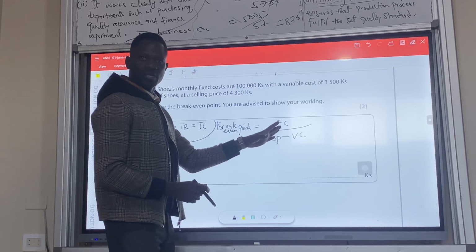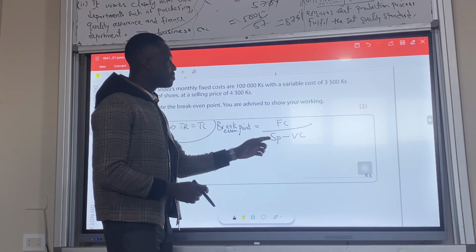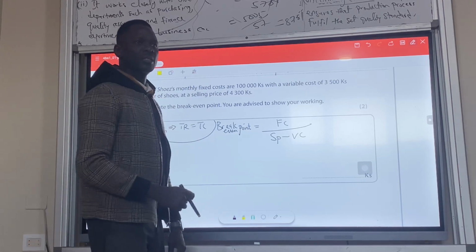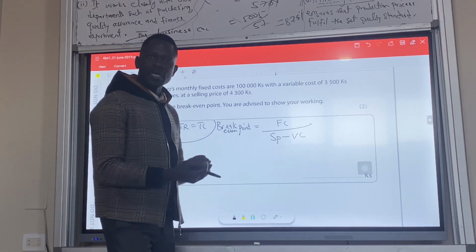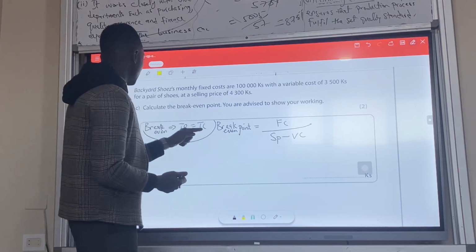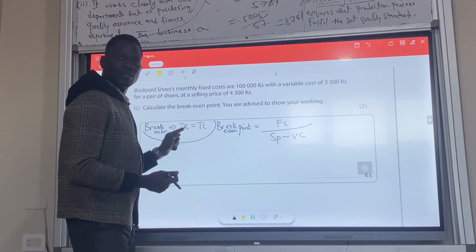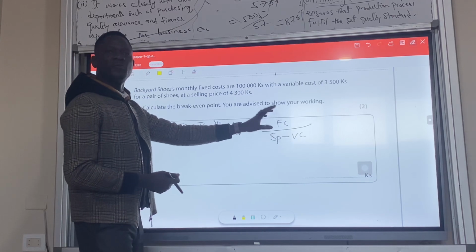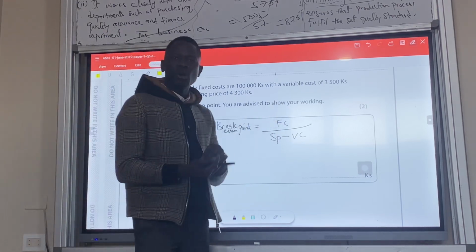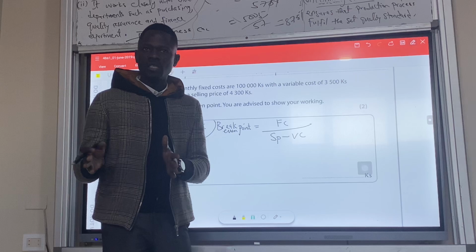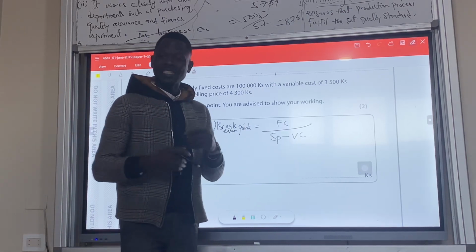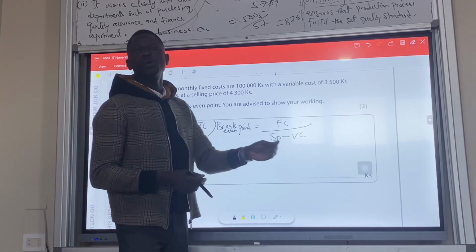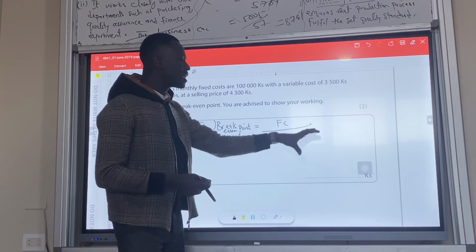So what is our fixed cost? What's the SP? Selling price is the price you are selling your product. Put your head up, please. SP is the price of a product, just the same as how you got your total revenue, the selling price of the product. VC is the variable cost and FC is the fixed cost. Fixed costs are those costs that do not change as the level of output changes. Variable costs are costs that change as the level of output changes. And your selling price is the amount you are selling your product for. So these are our break-even terms.